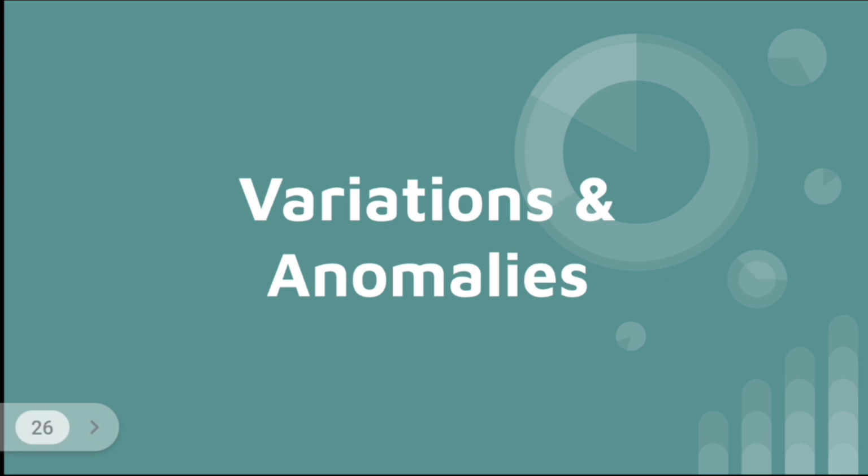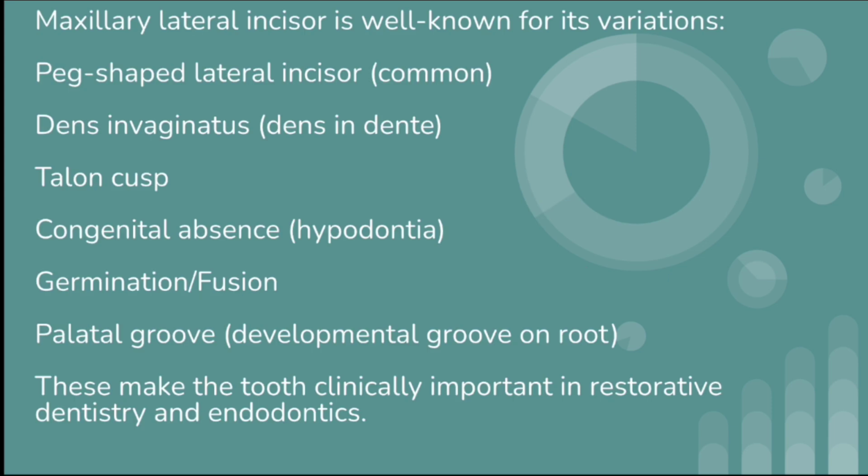So what are the variations and anomalies? The maxillary lateral incisor is well known for variation. Here you can commonly see a peg shaped lateral incisor, which is most common. Dens invaginatus is also common. You can also see Talon's cusp, hypodontia, fusion of two teeth, and palatal grooves. Because of these features, this tooth is clinically very important in restorative dentistry and endodontics.